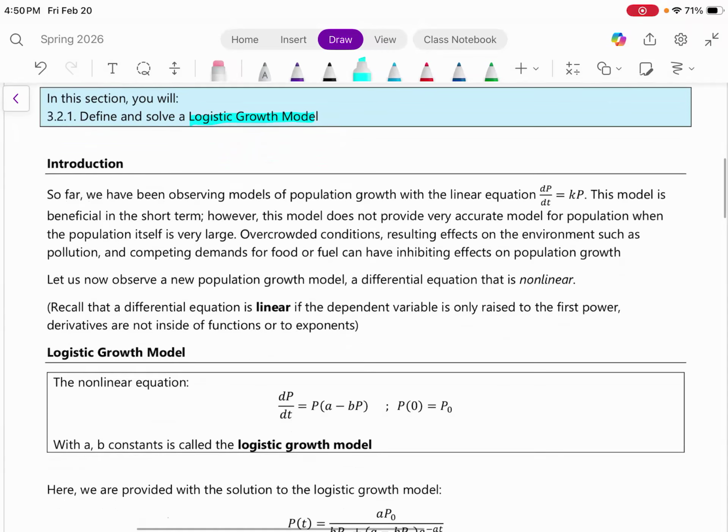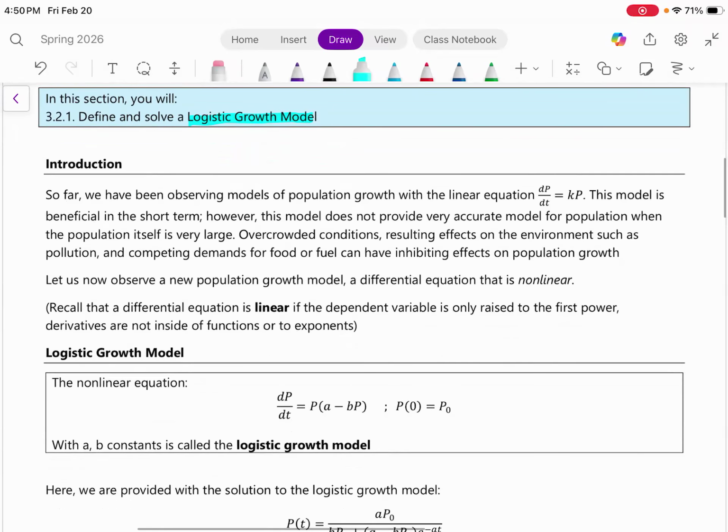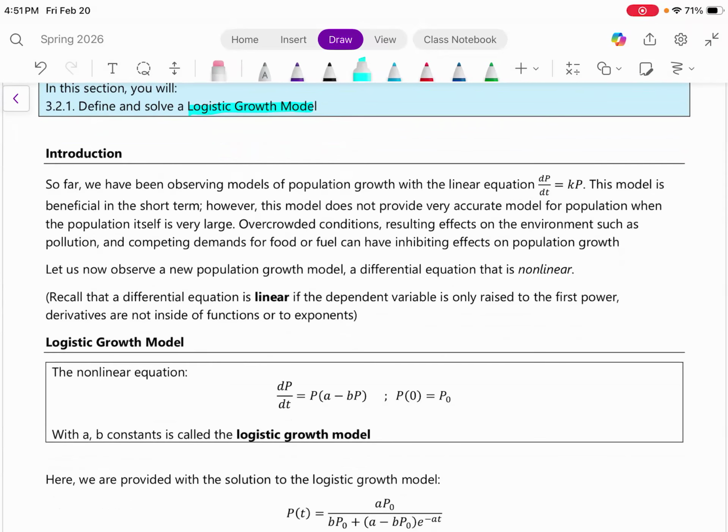So just to introduce this idea of nonlinear and the logistic growth model, let's give a little background about what we've been doing so far. So far, we've been observing models of population growth with the linear equation of exponential growth or decay, dP/dt = kP. This is what we've been working with, especially in section 3.1. And this is beneficial, but mainly in the short term. It does not provide a very accurate model for population when the population itself gets substantially large.